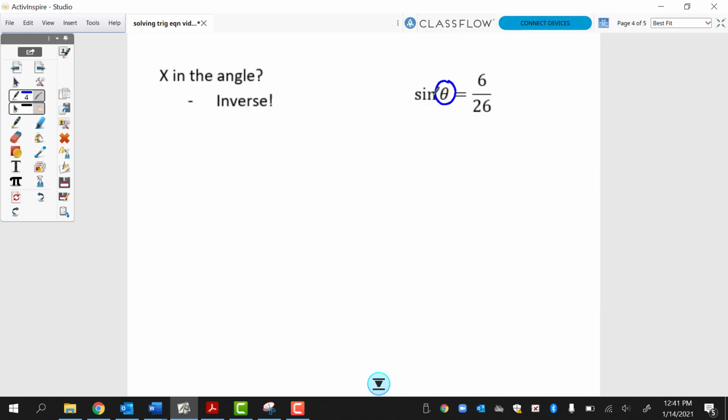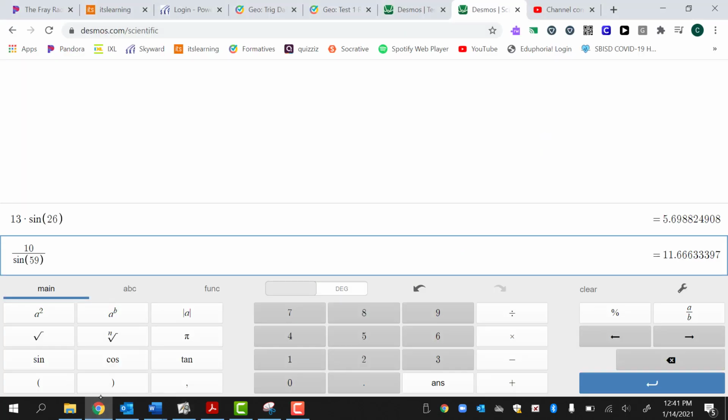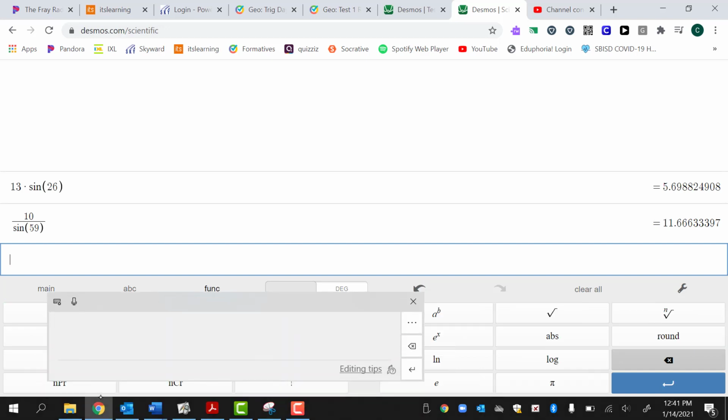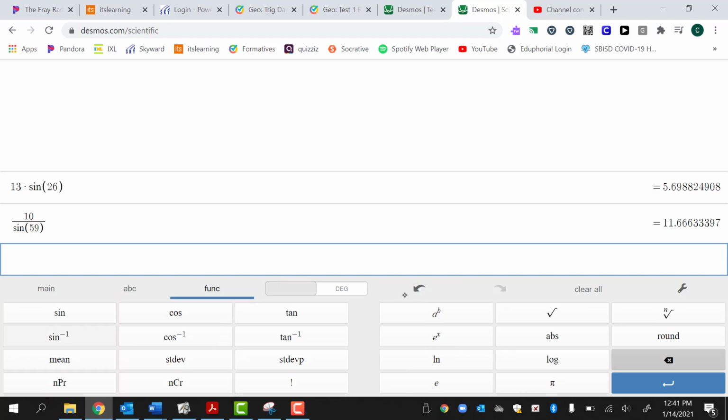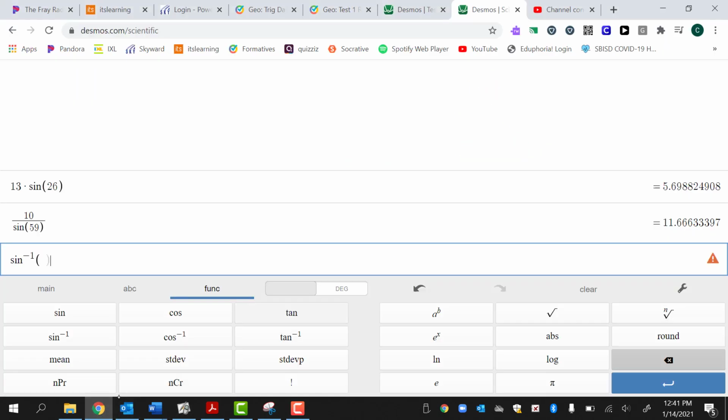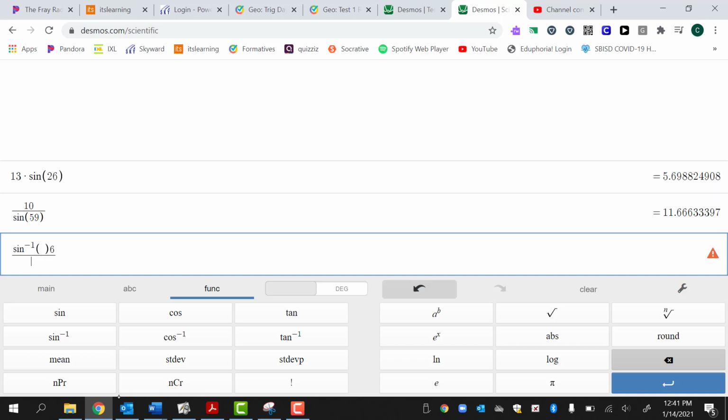So for this one, since it said sine, it's going to turn into sine to the negative 1 power. And then I'm going to type the fraction, 6 over 26. So let's actually type that. Here we go. So I don't see the -1. I don't see my inverse functions there. So I'm going to push function, tell this thing to go away, and I want the inverse of sine. So now I push sine. And now I'm typing that fraction, 6 over 26.